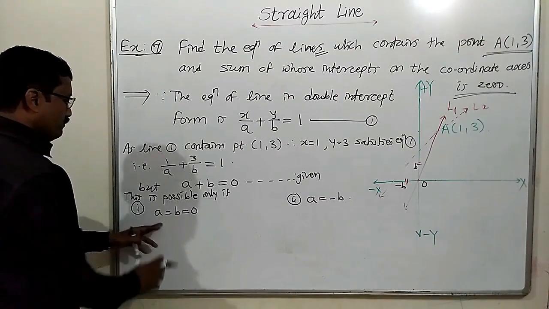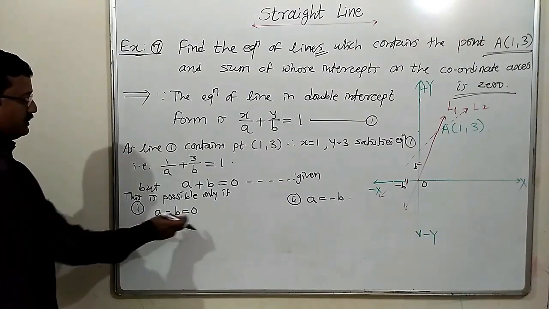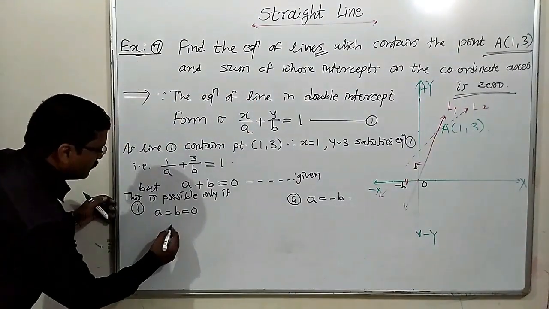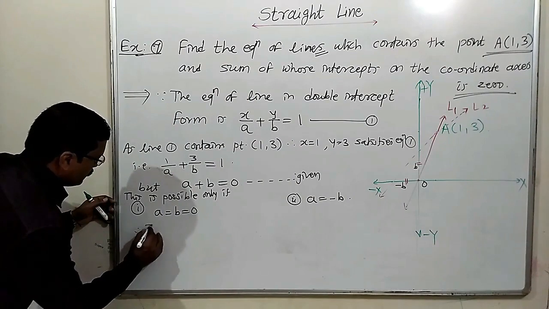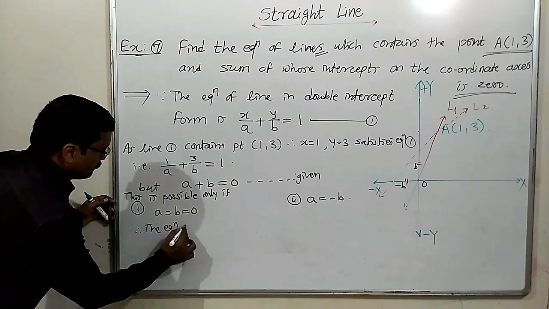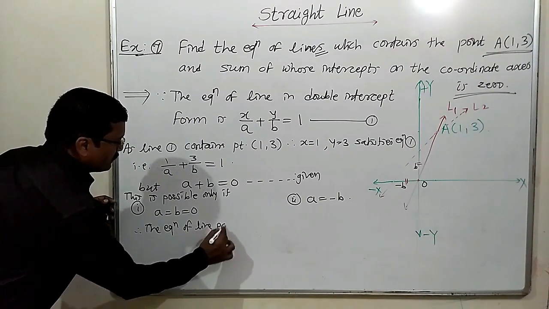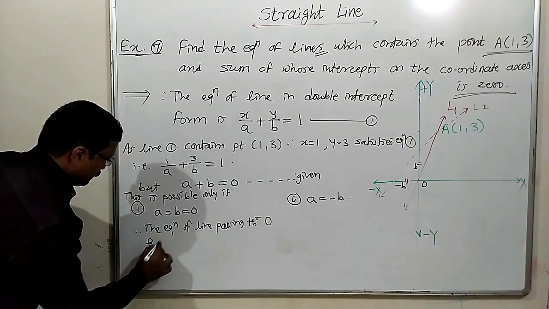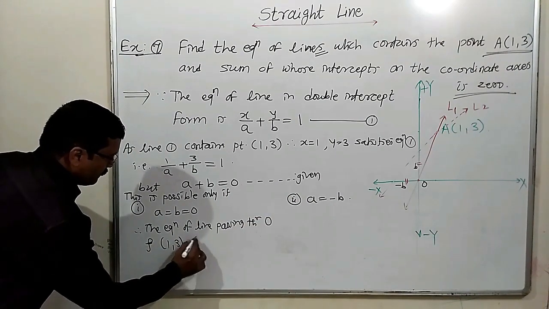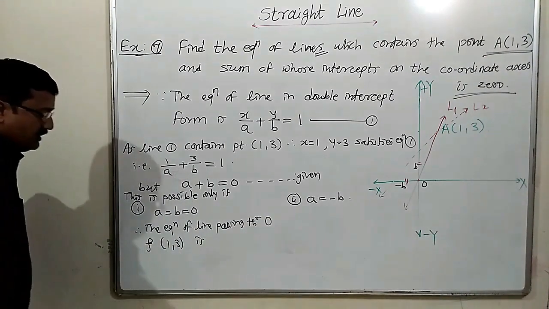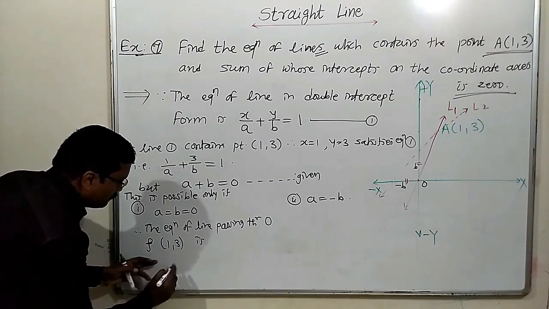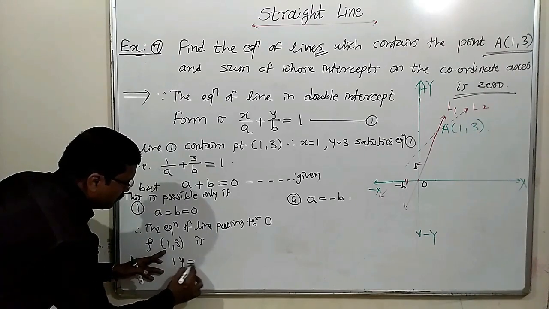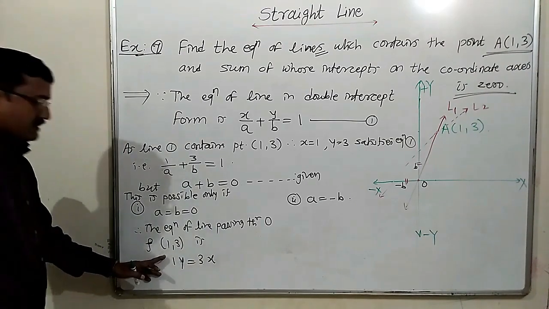Here a = 0, b = 0, so both intercepts are 0, which means the line passes through the origin and this point. Therefore the equation of the line passing through the origin and the point (1, 3) is, here the points are (1, 3), so 1 into y equals 3 into x.